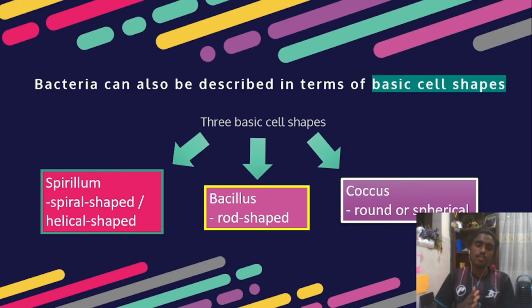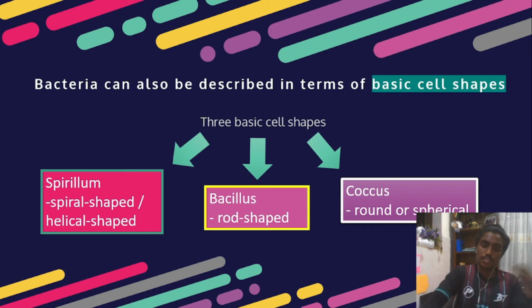The next common characteristic is that bacteria can be found in three basic cell shapes. The first one is spirillum, which is spiral or helical shape. The second one is bacillus, which is rod shape, and the third one is coccus, which is round or spherical.